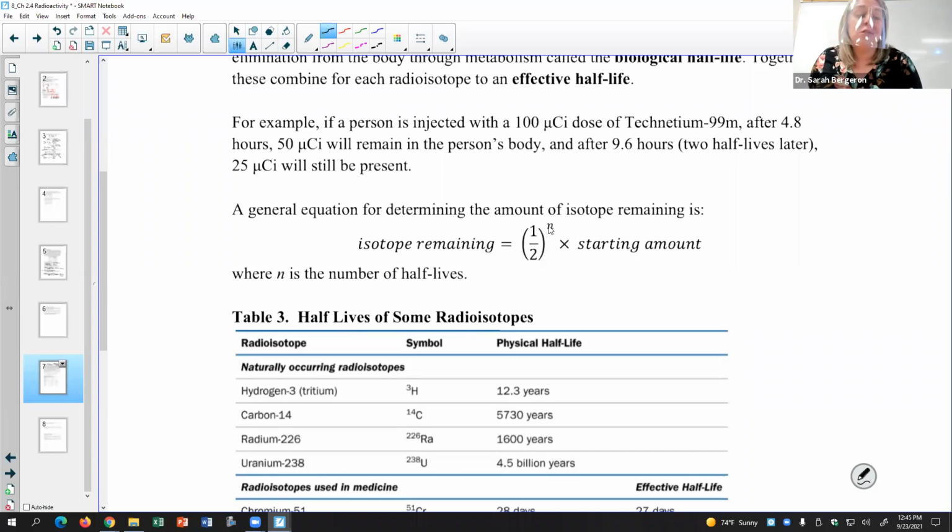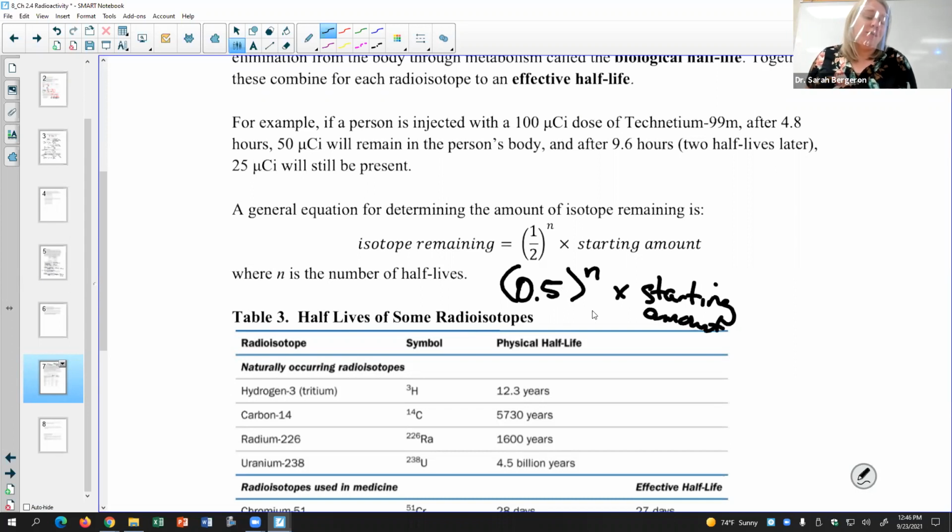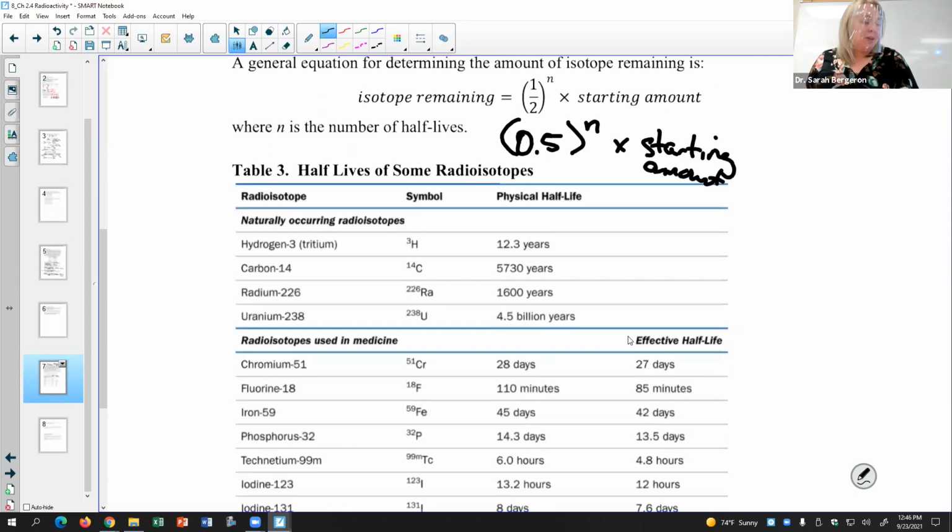Y'all know how to put superscripts into your calculator because you will have to do this for the exam. If you do not know, then you need to Zoom with me and we need to look at calculators and I can show you. Your formula is the amount of the isotope remaining is equal to 1/2, and I like to put that in my calculator as 0.5 raised to the n, just because it's easier and you don't have to worry about order of operations, right? Times our starting amount. Okay, so it's really pretty easy, right?